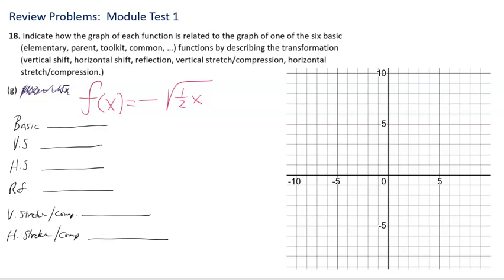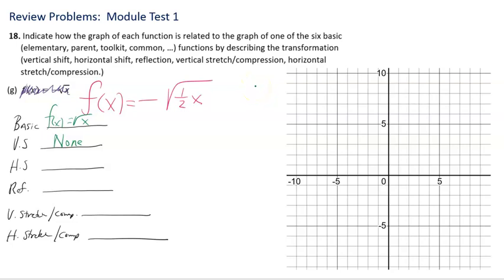All right, so for our next example, I had to rewrite it. F of x equals negative square root of 1/2 x. So the basic graph, if we remove all the addition, subtraction, multiplication, and division, which basically gets rid of this negative and this 1/2, that leaves us with f of x equals the square root of x. Is there a vertical shift? The answer is no or none, because you would have to have a plus or a minus outside the square root for that to happen.